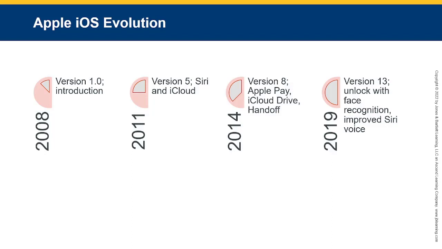In 2014, version 8 introduced Apple Pay, iCloud Drive, and Handoff. 2015, version 9 introduced Android migration. 2016, version 10 introduced access to Apple apps for third-party developers. 2017, version 11 introduced Apple Pay Cash, updated Siri, Wallet, and Maps, as well as a new App Store. 2018, version 12 improved Safari privacy protection, which prevents browser activity tracking. 2019, version 13 features quick unlock with facial recognition and improved Siri voice.